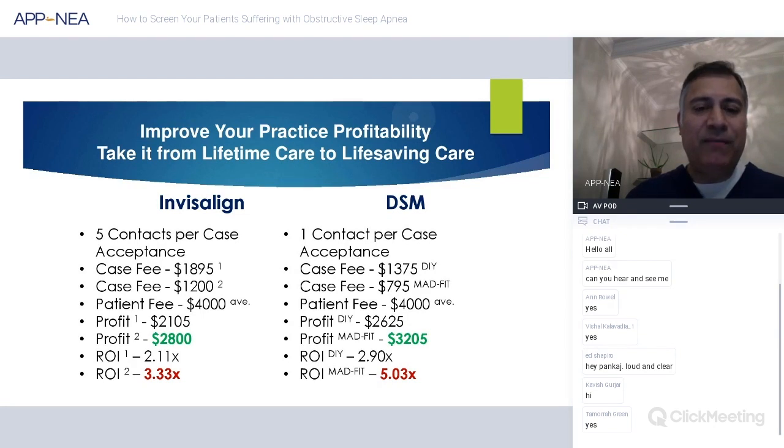But if you just look at the Invisalign versus dental sleep medicine comparison, for everything weighted equally, by far dental sleep medicine is much more profitable for your practice, and it takes less time, which is remarkable. So you're not just improving your patient's health, but you're also improving your practice's health.